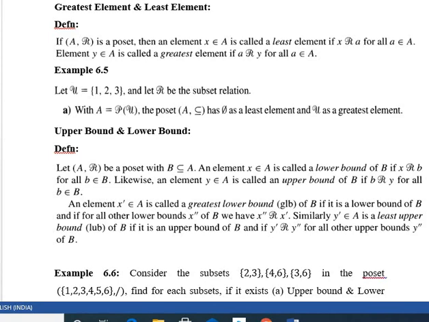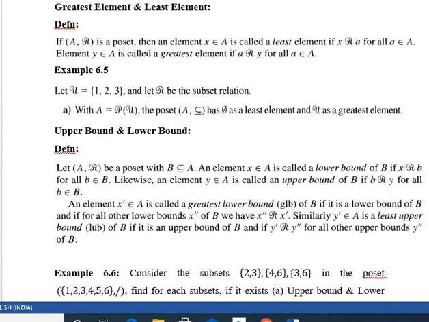An element X' of A is called the greatest lower bound, or GLB, of B if it is a lower bound of B and if for all other lower bounds X'' of B we have X'' related to X'. Similarly, Y' element of A is the least upper bound, LUB, of B if it is an upper bound of B and if Y' is related to Y'' for all other upper bounds Y'' of B.